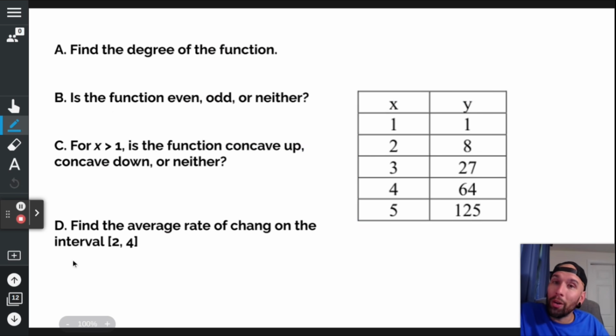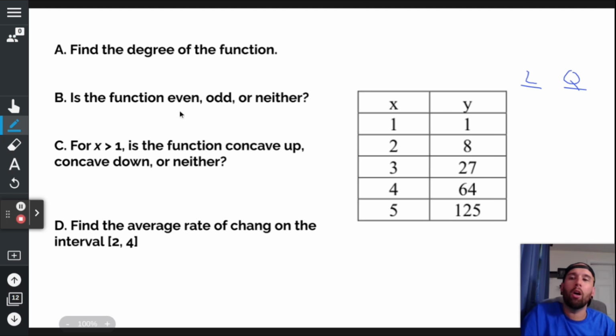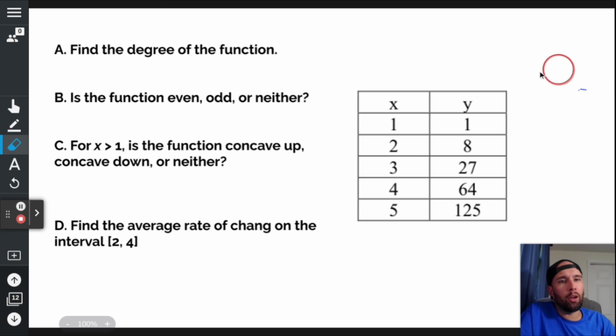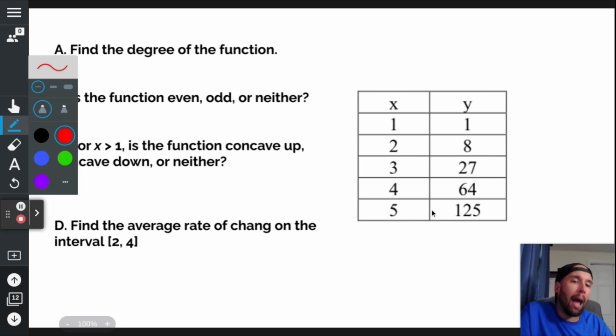An old friend: find the degree of a function. We know from section 3 that if I wanted to find out if something is linear, I need to add these guys up. And if I want to find if it's quadratic, I need to make sure that these guys aren't the same and maybe these guys are. Well, first thing I need to check first is, do these guys go up by the same number? They do. Hooray.